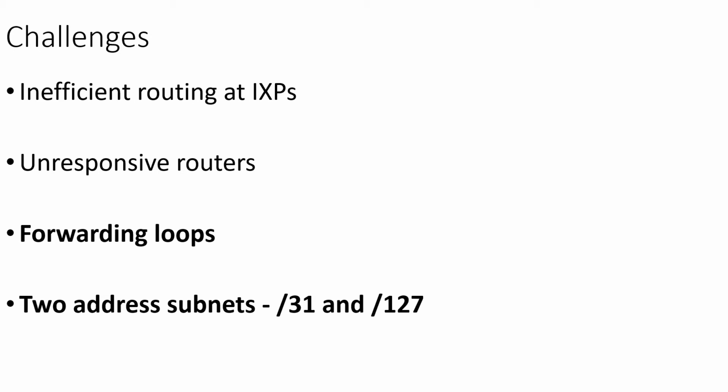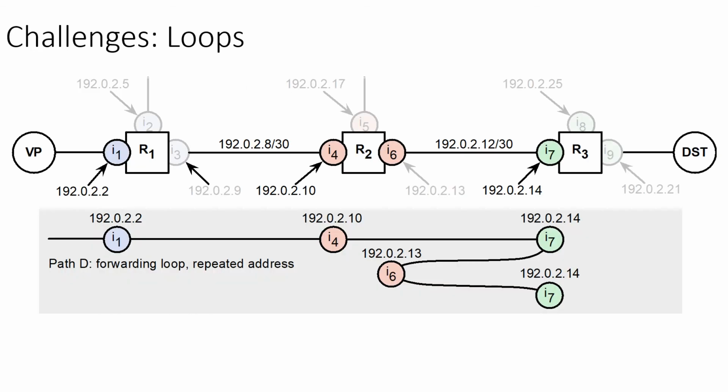And then for these last two challenges, I'll provide a little bit of detail, since they are the most prevalent challenges that we faced. The first challenge is forwarding loops that look like outbound addresses, and the second are 2-address subnets that look like 4-address point-to-point subnets. In both cases, we might mistakenly infer outbound addresses. The problem with forwarding loops is that they resemble outbound addresses in traceroute output.